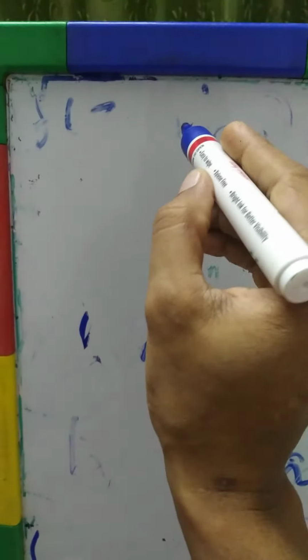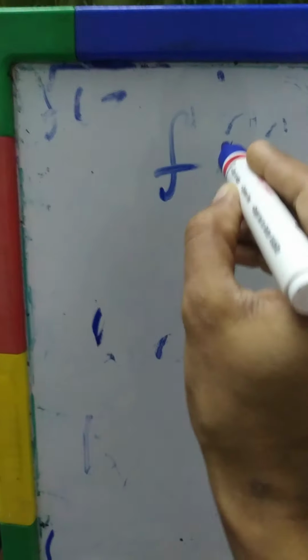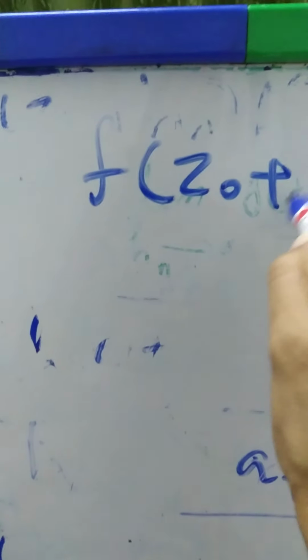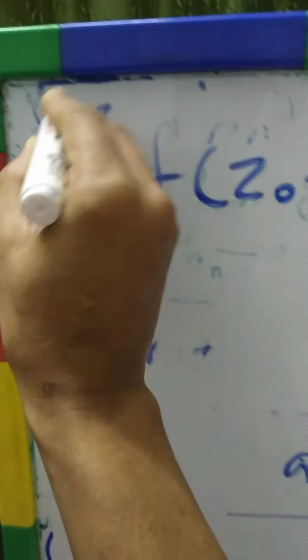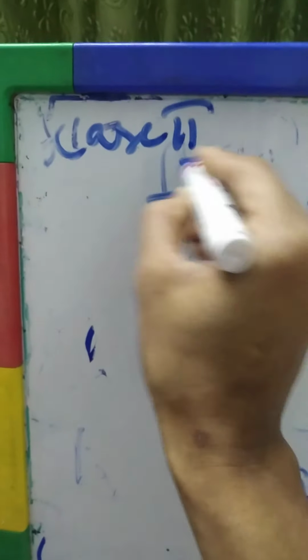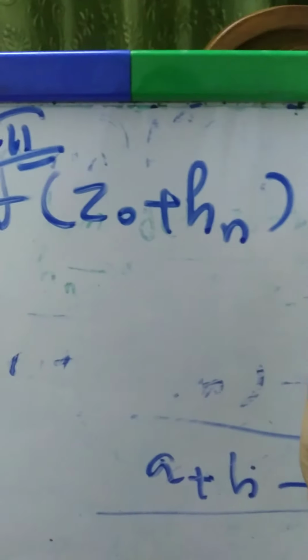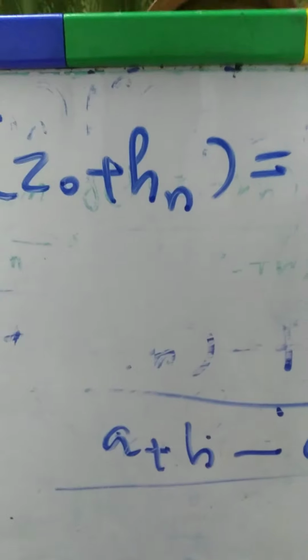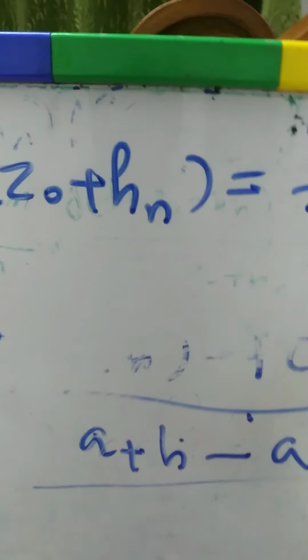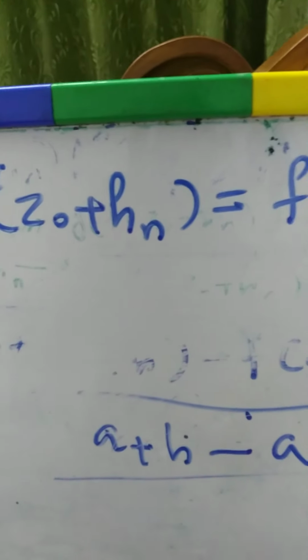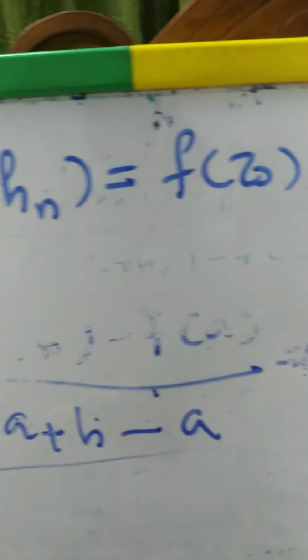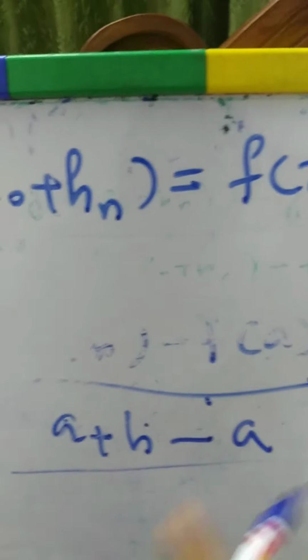What about case 2? Case 1 is f of z naught plus hn not equal to f of z naught. So what about case 2? Case 2 is f of z naught plus hn equal to f of z naught for infinitely many n.